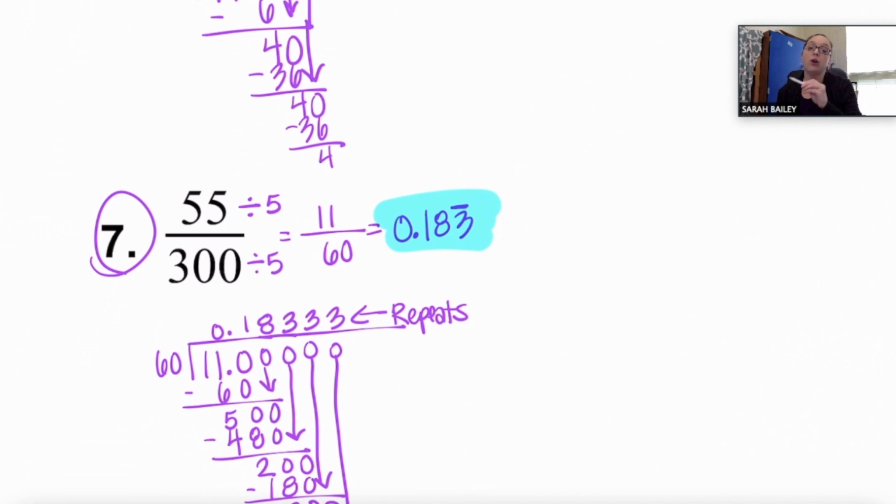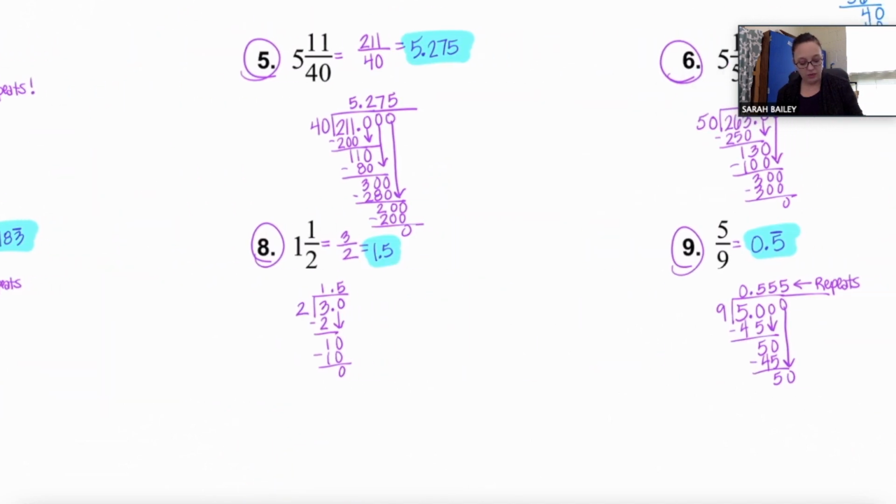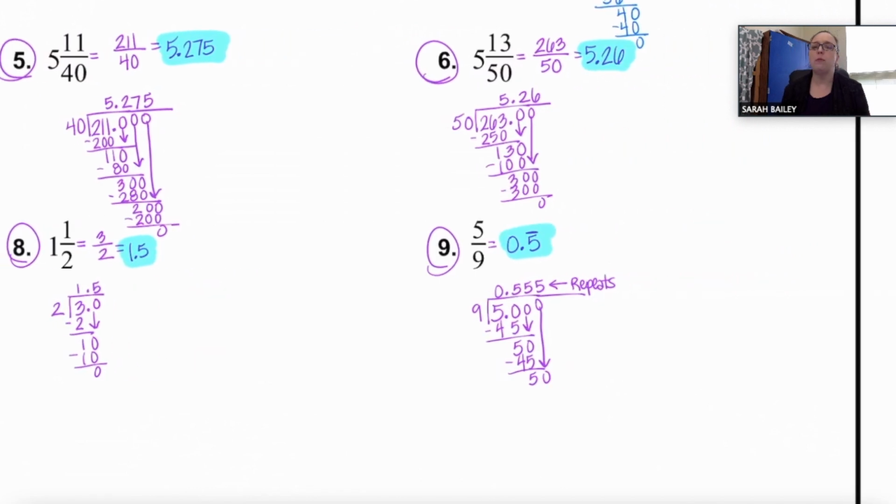If you wrote the bar over the 1 and the 8 and the 3 all together, then you're saying the decimal is 0.183183183183, which is not the case. Only the 3 is the repeating portion. And then, of course, number 9, most people usually locate that bar correctly. Only the 5 is repeating. That is the only digit anyway.